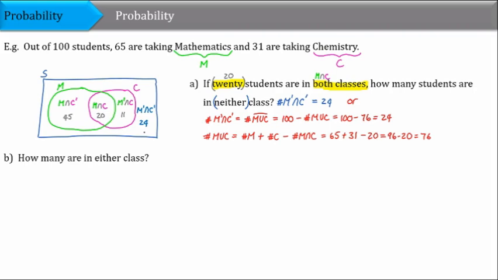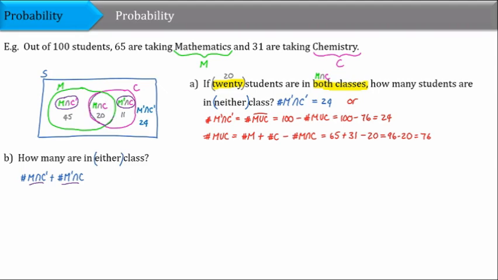Right, now question B. How many are in either class? In other words, how many are in mathematics only or in chemistry only? Those in mathematics only will be M and C complement. Those in chemistry only will be M complement and C. So these are not in chemistry but they're in mathematics, and these are not in mathematics but they're in chemistry. So they are in either class.